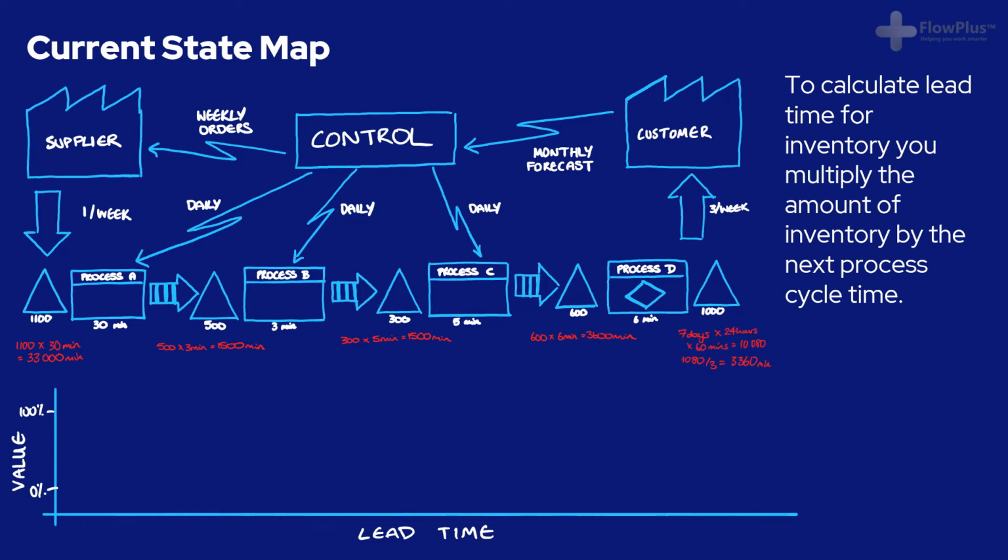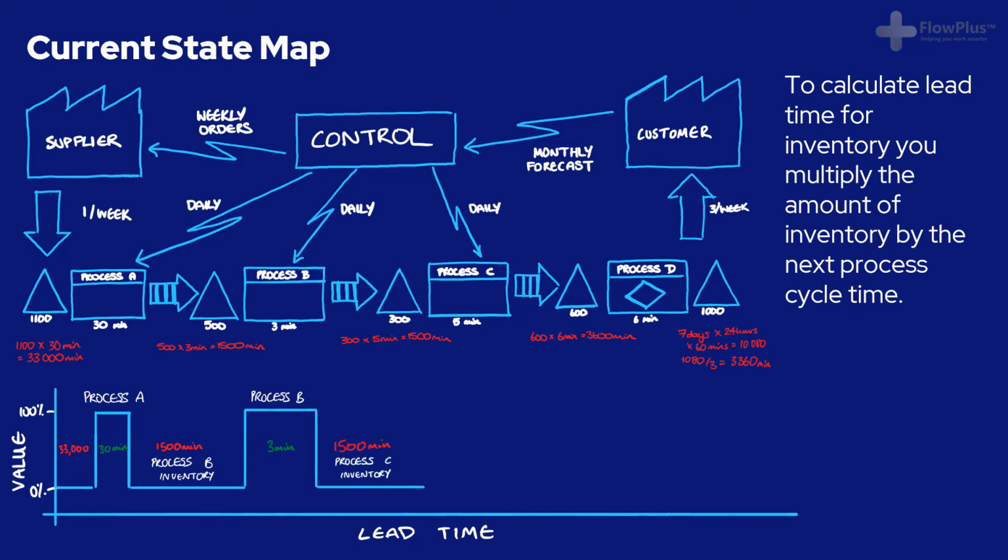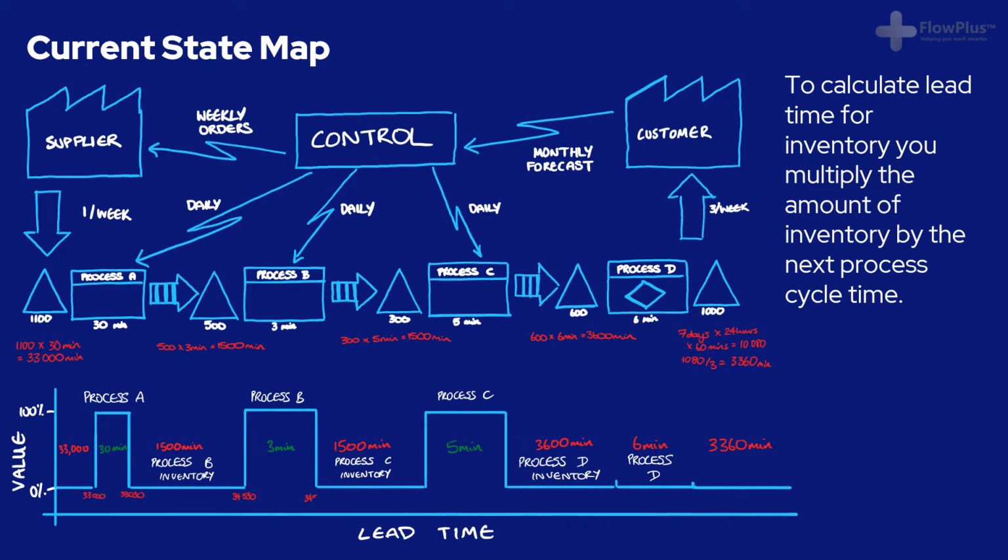If you cast your mind back to the flow module, in order to calculate lead time, you need to work out how long it takes a single product to flow through the system, as if you were putting a camera on the product and following it through the value stream. With that in mind, if you put a camera onto a product that has just finished process A, it will have to wait 1500 minutes until it's finally processed at process B. You continue to do this throughout the value stream and end up with the graph shown below.